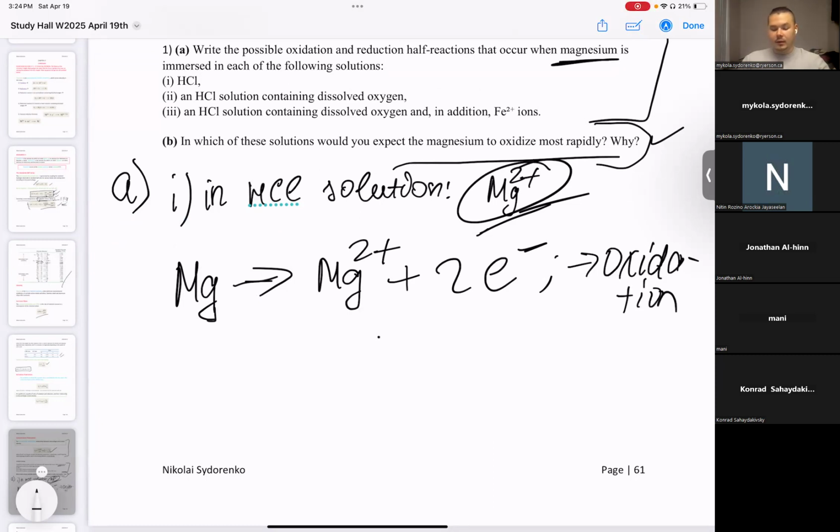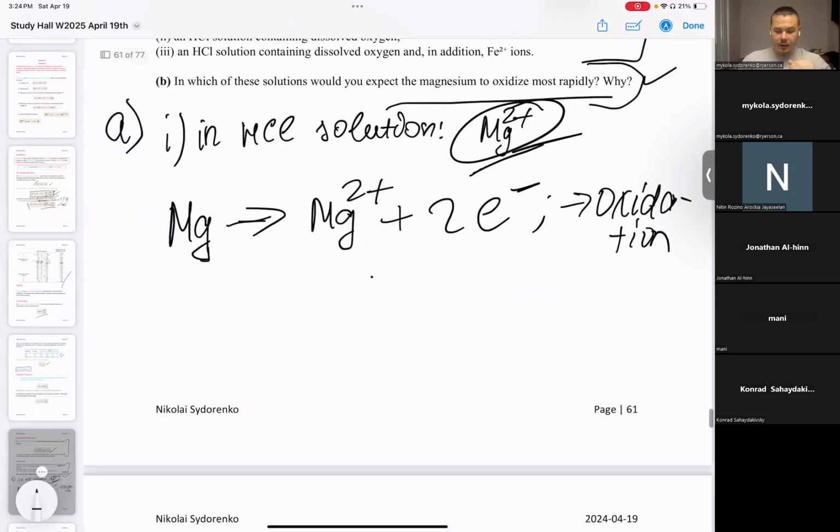Now, in order to get the things reduced in the HCl system, we need essentially to produce reduction reactions. So those two electrons are going to go somewhere. Now, where are they going to go?